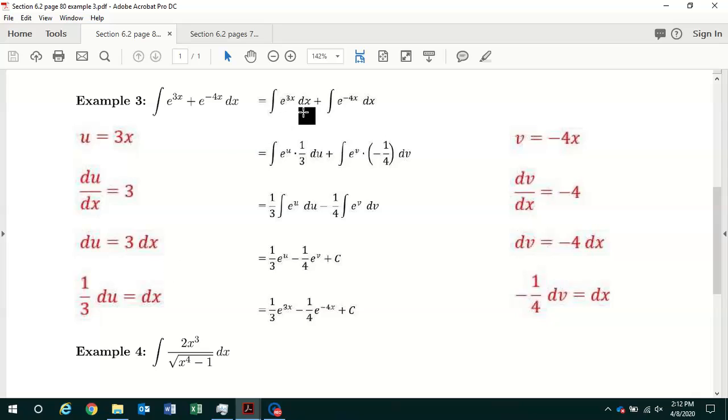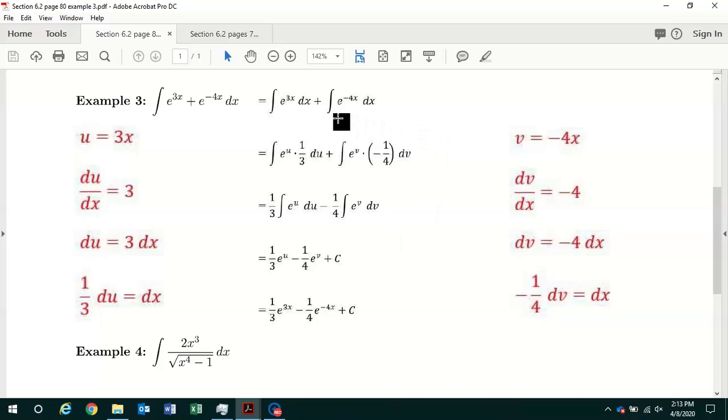Now we have the dx, but we don't have the 3. So we divide both sides by 3, and we get 1/3 du is equal to dx. So substituting into this first integral, replace the 3x with u and the dx with 1/3 du, and we have the antiderivative of e to the u times 1/3 du. Well, the 1/3 is a multiplicative constant. It can be brought out from the integral, and we're left with 1/3 times the antiderivative of e to the u with respect to u.